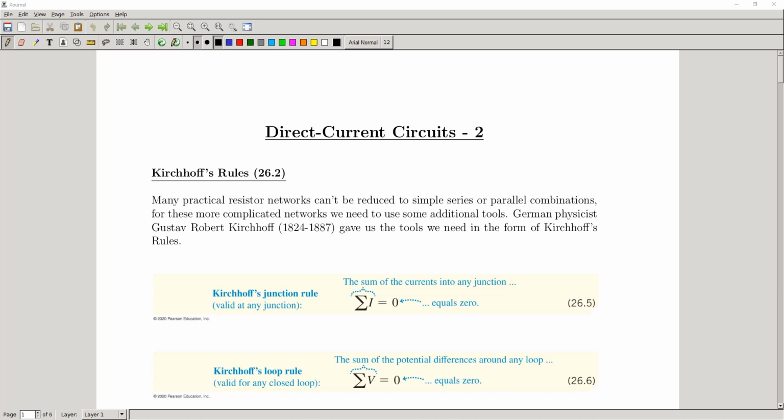Okay, this is going to be our second video in our DC circuits series. In this video we're going to be talking about Kirchhoff's rules. So this is going to be section 26.2 from the textbook. And we'll get right into it here.